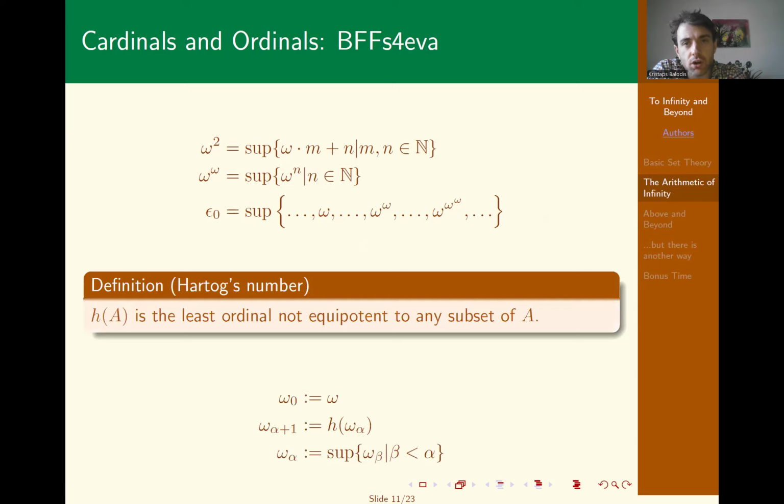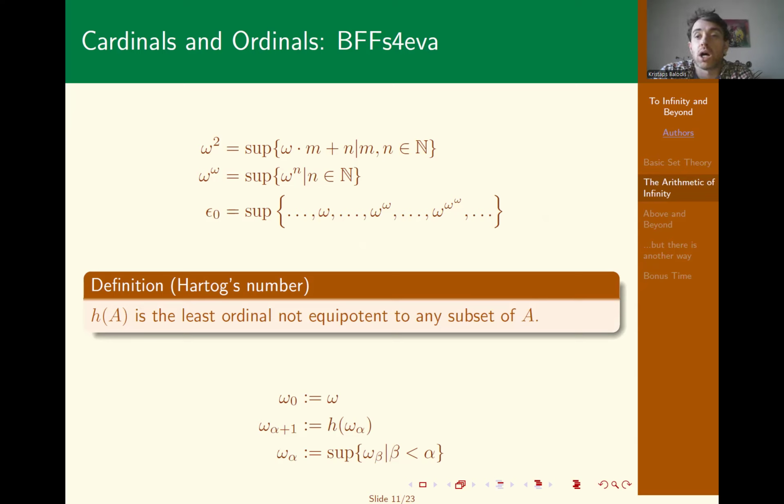there is more of a relationship going on between ordinals and cardinal numbers. So the Hartogs number of a set is the smallest ordinal that is not in bijection with any subset of A. We're going to look at an example on the next slide if this slide is confusing you.